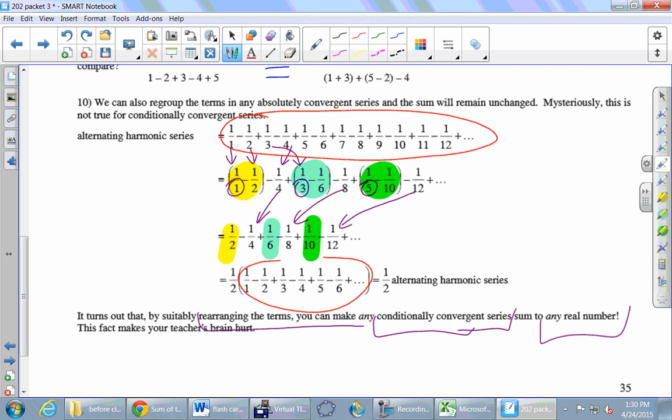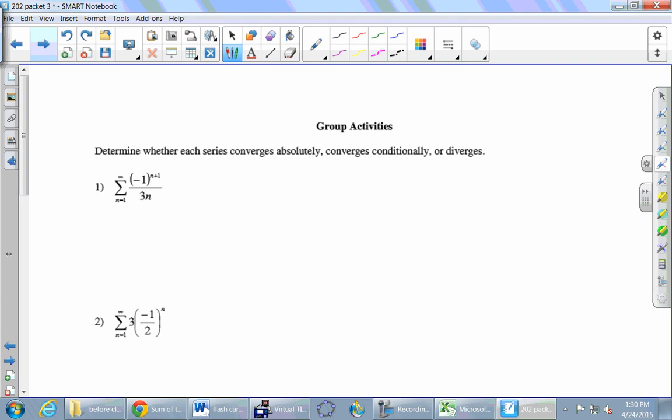Okay. Activity starts on the next page. Raise the flag if I can help.